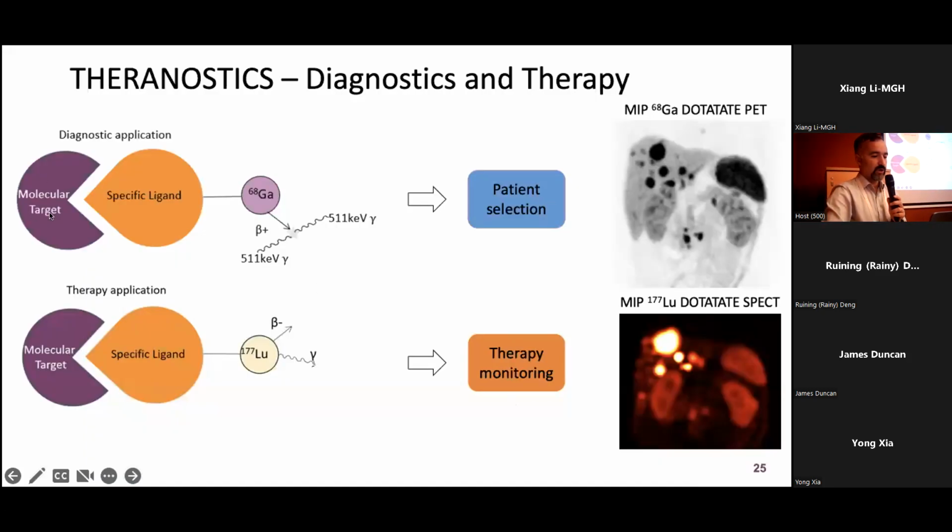You have a molecular target, let's say a protein that has been expressed in a cancer cell. Then you design a molecule that binds to it, and you radiolabel it with something that can emit light. That gives you imaging, like a PET scan or a SPECT scan, for example. And then you get this kind of imaging.